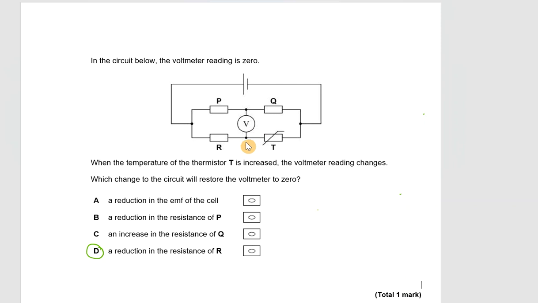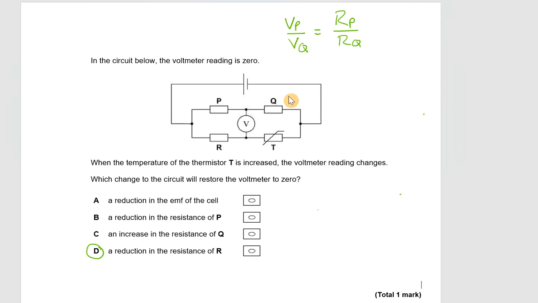Well, the reason the voltmeter reads 0 is because the PD across P must be the same as the PD across R. We can also say that the PD dropped across each resistor in each branch is equal to the proportion of the resistance of each of those resistors. So I can make the following statement. I can say that the potential difference across P over the potential difference across Q is equal to the resistance of P over the resistance of Q.